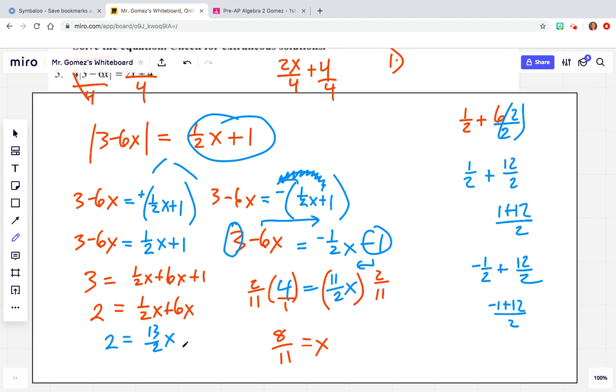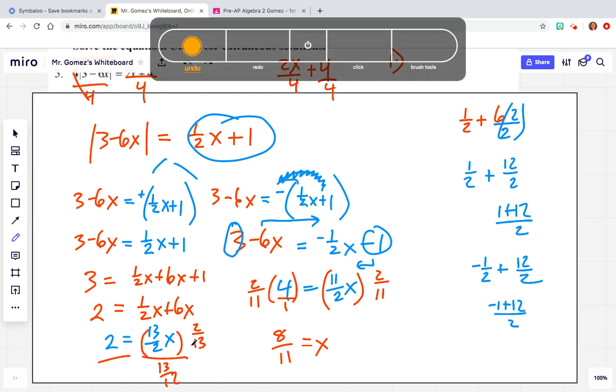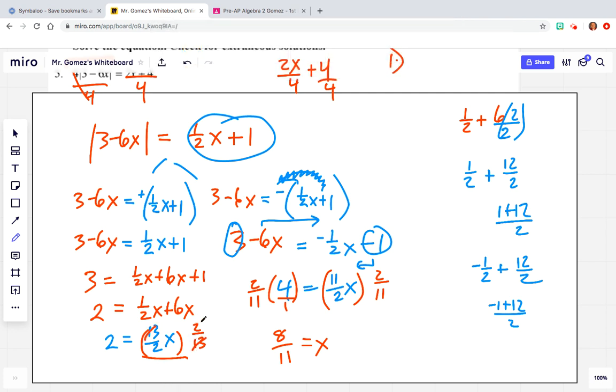And then doing the same thing over here, multiplying this by 2 over 13. Some people divide by 13/2. I think that's a little bit weird to see, especially when you're over here. So that's why I'm just multiplying by the reciprocal, because it's easier to see that this would cancel to a form of 1, and this would cancel to a form of 1. And now you have 2 over 13. You have 2 times 2 is 4, and 13 times 1 is 13. So we have 4/13 and we have 8/11.